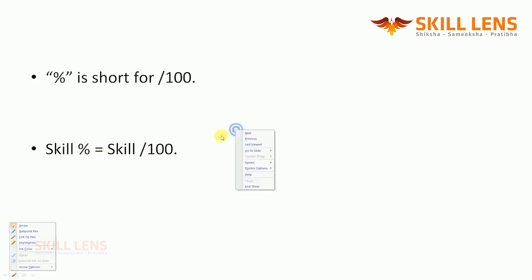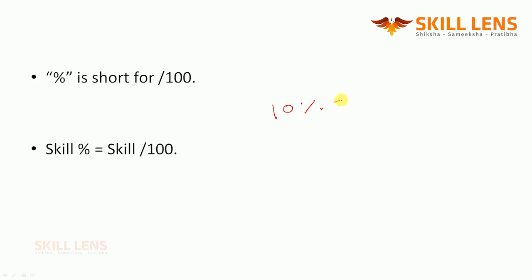If I talk about 10%, what does it mean, guys? 10 by 100. A percent means A by 100. On the same note, skill percent means skill by 100. So percent literally means per every 100 we will calculate what? Percentage. So first we have to understand what this symbol actually talks about.